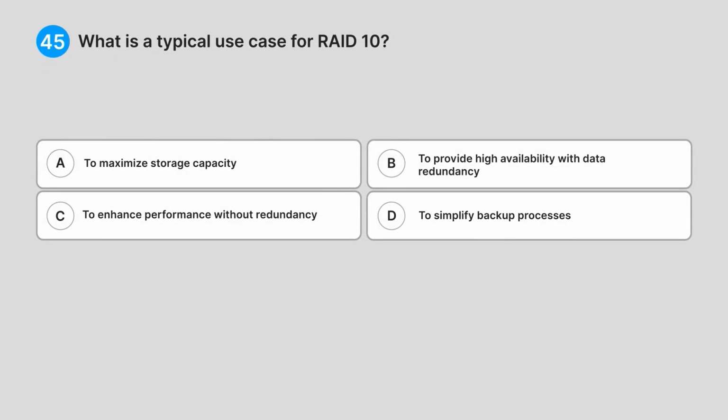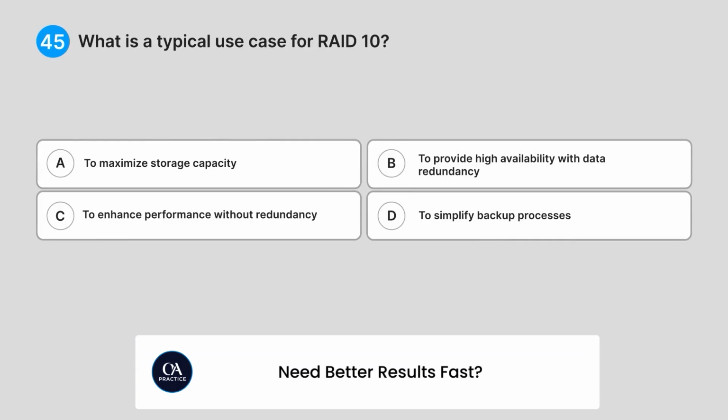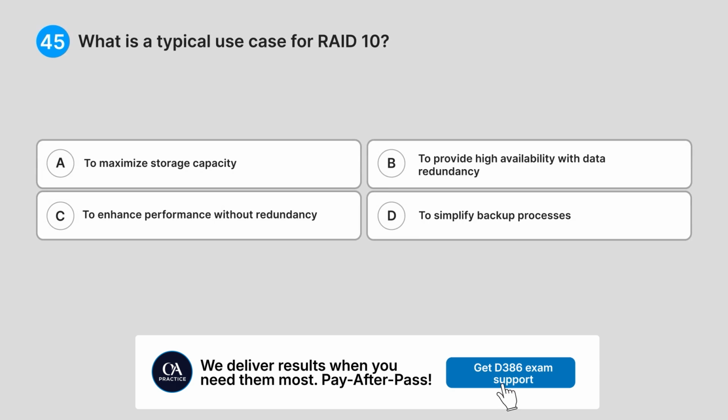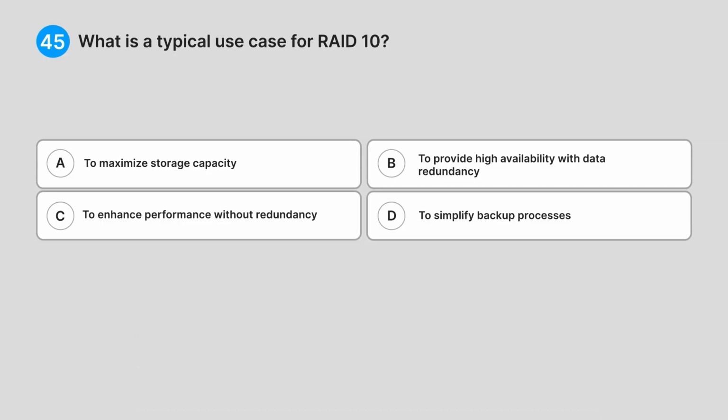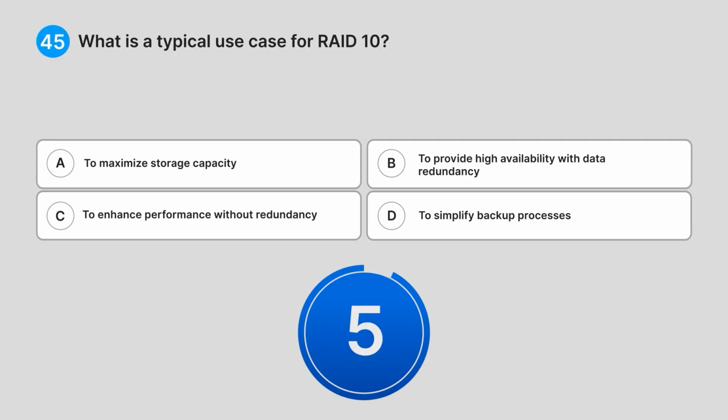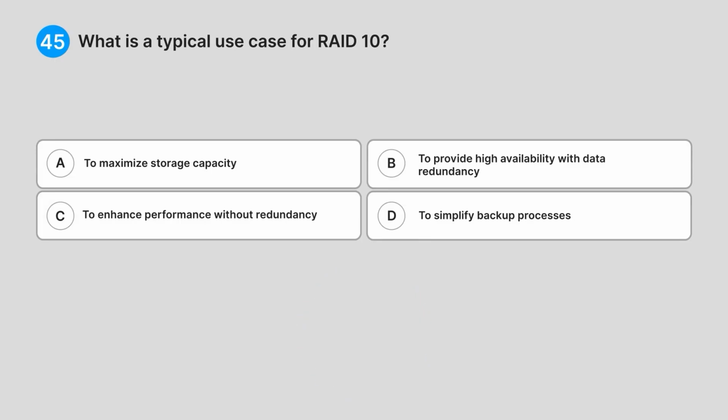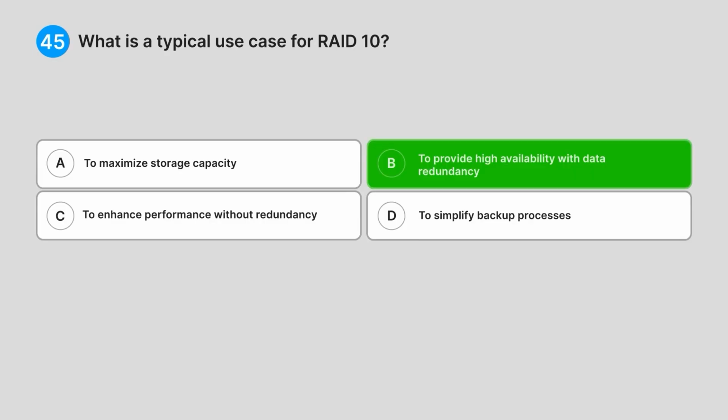45. What is a typical use case for RAID 10? A. To maximize storage capacity. B. To provide high availability with data redundancy. C. To enhance performance without redundancy. D. To simplify backup processes. What do you think is the answer? Correct answer, B. To provide high availability with data redundancy.